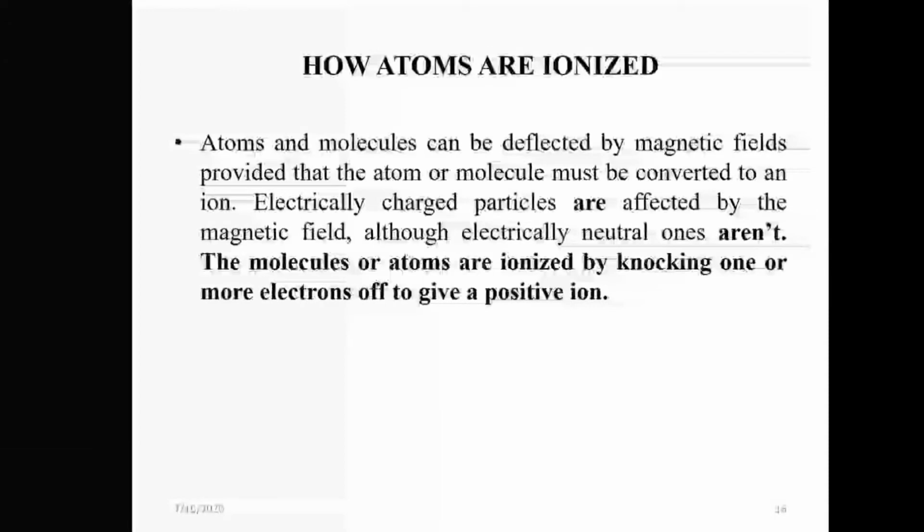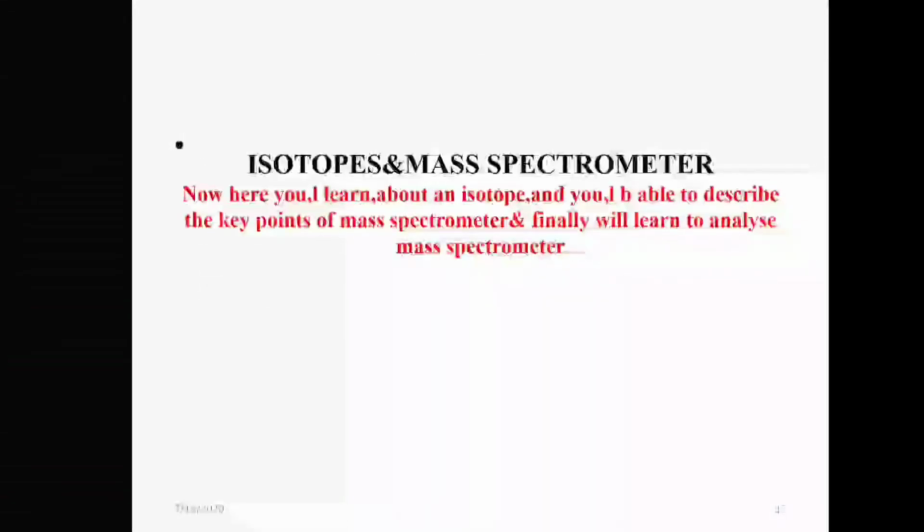Electrically charged particles are affected by the magnetic field, although electrically neutral ones aren't. Now the concept is clear. That was the main idea of making them a cation, right? So the molecules or atoms are ionized by knocking one or more electrons off to give a positive ion.